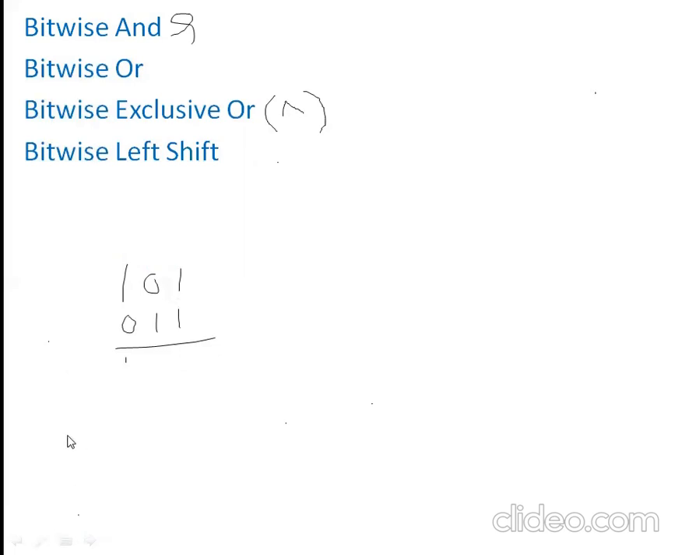Its symbol is double less than. So it also works with bit values. Actually, in the CPU register, the bits will be shifted leftwards, but we need not remember all that headache. We have a shortcut formula. Whenever you get this symbol, simply replace it with into 2 to the power n.